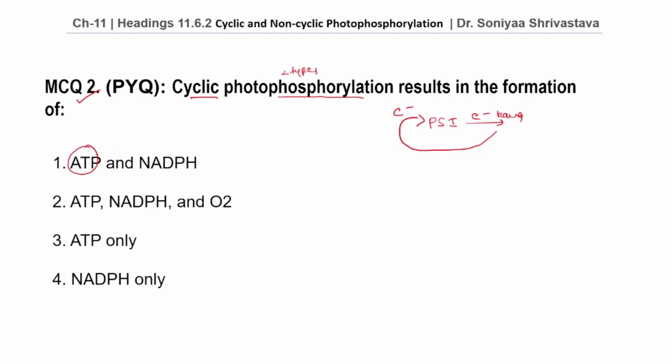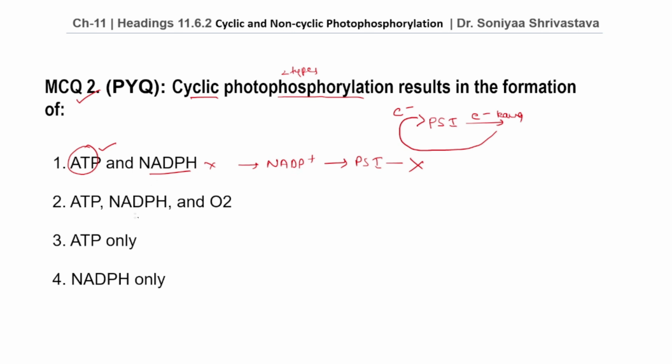ATP and NADPH. We know that ATP is formed, but what about NADPH? NADPH is not produced in cyclic photophosphorylation because the electrons never reach NADP+. They return to PS1 only. Therefore, this option is wrong.